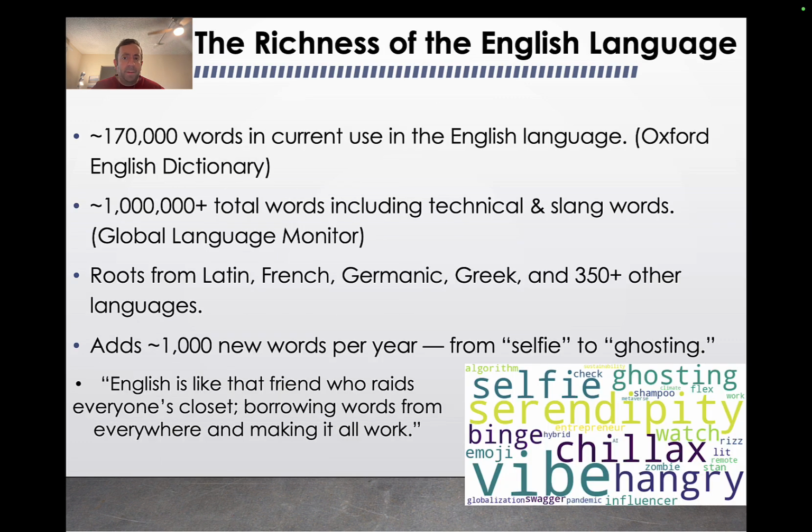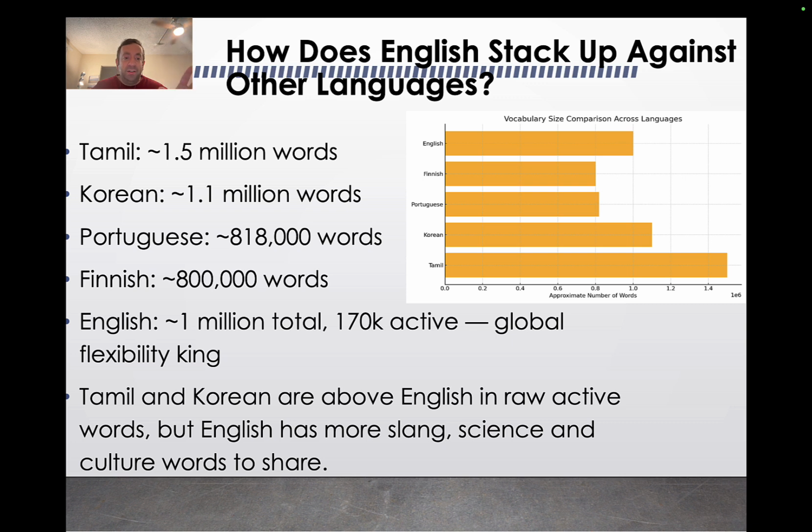If I go back here, yep. 1,000 new words per year, excuse me, not day. 1,000 new words per year, but that is a good rate. I mean, that's 100,000 words over 100 years. So the language keeps building every year. 1,000 words is a lot. So a lot of that's slang, a lot of that's science and culture and technical vocabulary. So English is developing quite quickly, and it may catch up to Tamil and Korean in the future.